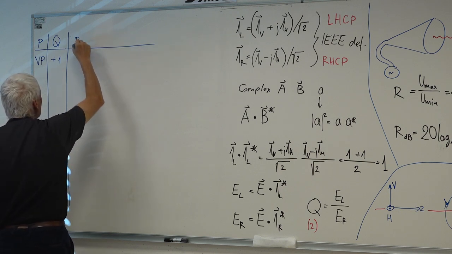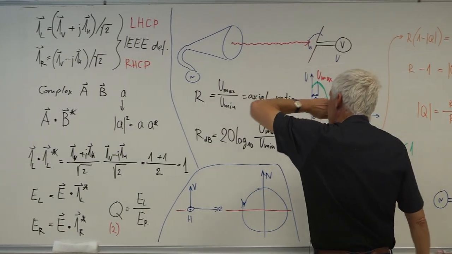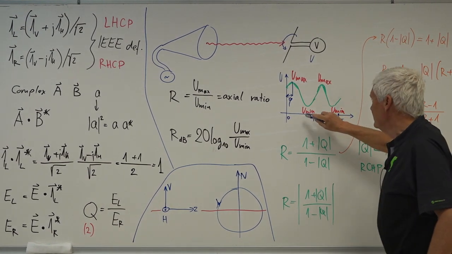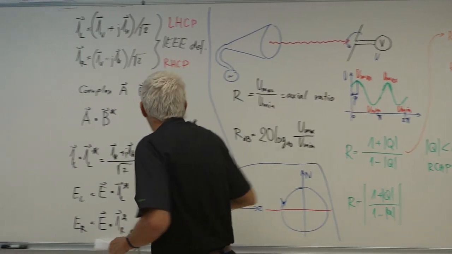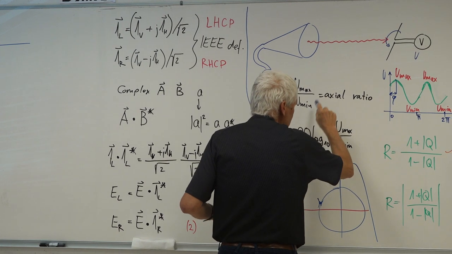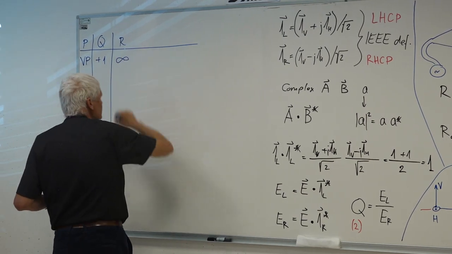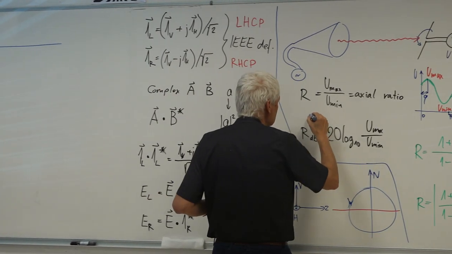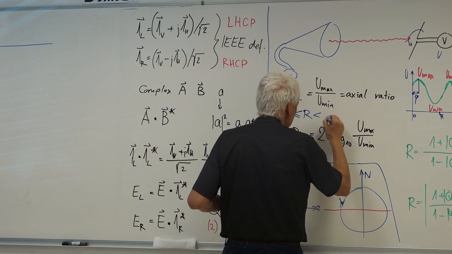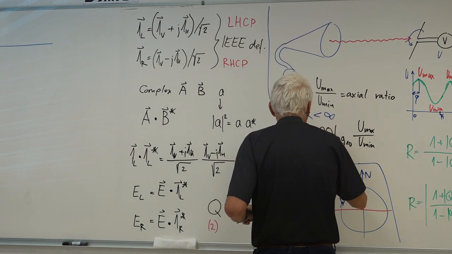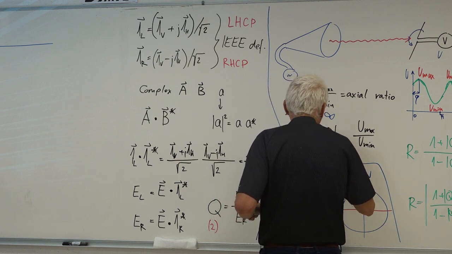The axial ratio, if I have a linear polarization, if I turn this linearly polarized receiving antenna around, I certainly get a spot where the minimum is exactly equal to 0. So the 1, whatever divided by 0, is infinity. So here the axial ratio is infinity. So what limits can this axial ratio go between? The axial ratio may have limits between 1 and infinity, or the axial ratio in dB can go from 0 dB again up to infinity.